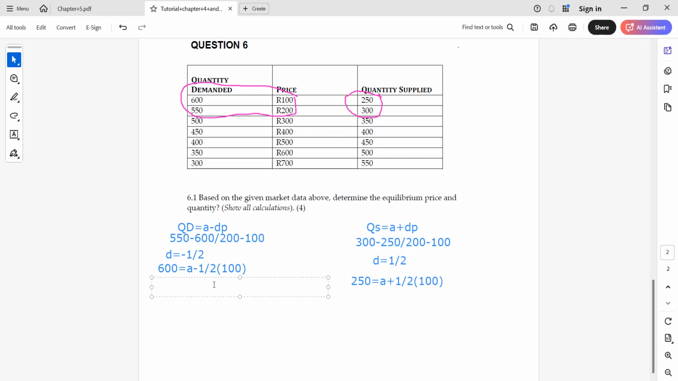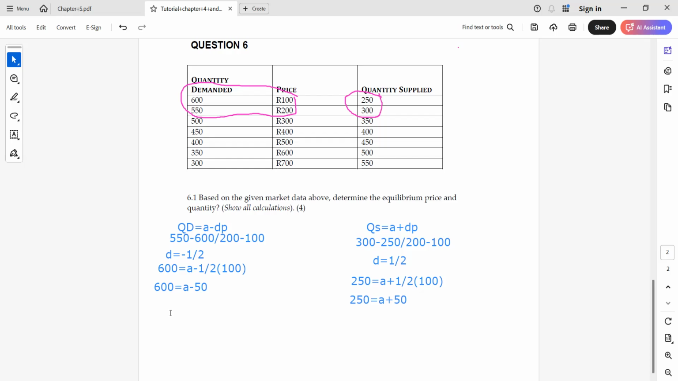So you're going to have 600 equals A minus 50. Maybe it might be confusing, the fact that I do this side and then that side, but I think it might be clearer if we do it simultaneously. Also on this side, we're going to have 250 equals A, a constant, plus 1/2 into 100, that is plus 50, so you're going to have plus 50 on this side.